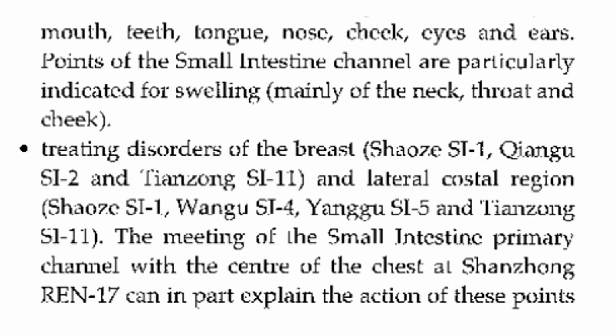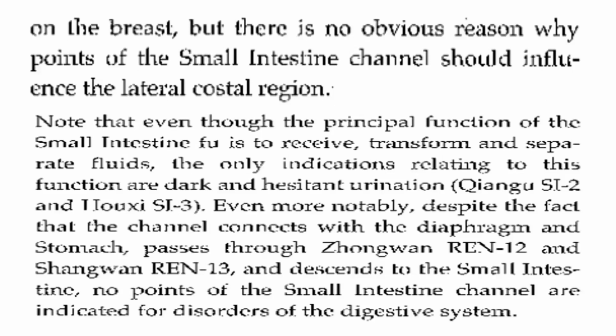Points of the small intestine channel are particularly indicated for swelling, mainly for the neck, throat, and cheek. Treating disorders of the breast, SI1, SI2, SI11, and lateral costal region, SI1, SI4, SI5, SI11. The meeting of the small intestine primary channel with the center of the chest at REN17 can partly explain the action of these points on the breast, but there is no obvious reason why points of the small intestine channel should influence the lateral costal region.